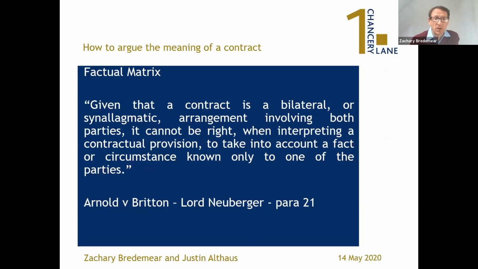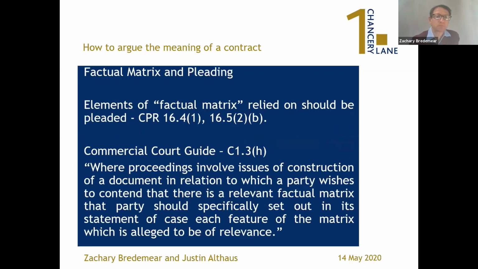Lord Neuberger makes the point in Arnold and Britain that given that a contract is a bilateral or synallagmatic arrangement involving both parties, it cannot be right, when interpreting a contractual provision, to take into account a fact or circumstance known only to one of the parties. So both of the parties have to know or have the material readily available to them for you to take that into account. I once argued in a case called Ali and Bashir that it was possible for neither party to be aware of the circumstance, and you could take that into account because contracts are to be construed objectively, but that was rejected. Lord Neuberger makes it very clear in Arnold and Britain that both parties have to be aware of the material.